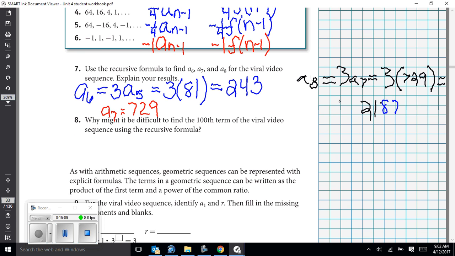So why might it be difficult to find the 100th term of the viral video sequence using the recursive formula? Yeah, you'd have to know what the 99th term was to get the 100th, and in order to get the 99th, you'd have to know the 98th. So that's not real practical to go through and do that math.